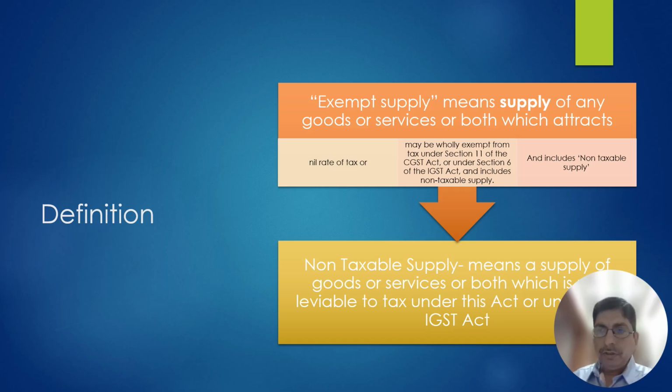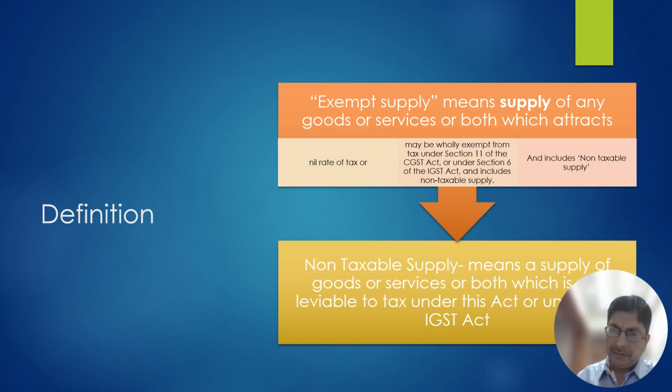And it includes non-taxable supply also. So all 3 categories. Exempt supply means a supply which is not taxable, not leviable to tax. Supply which is taxable but wholly exempt from payment of tax. A supply which is taxable but carries nil rate of duty.